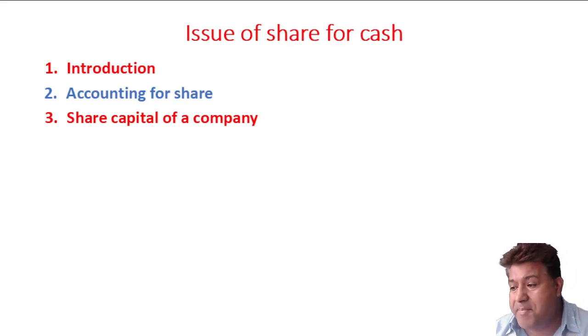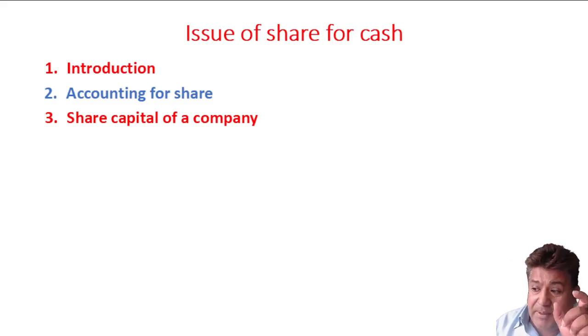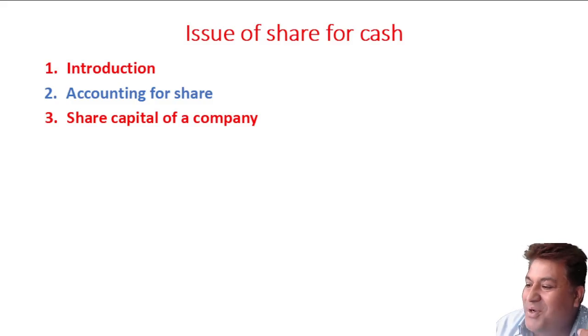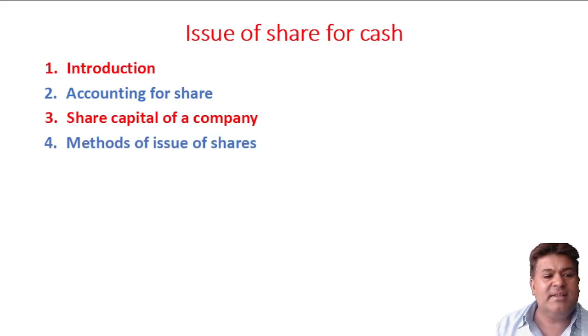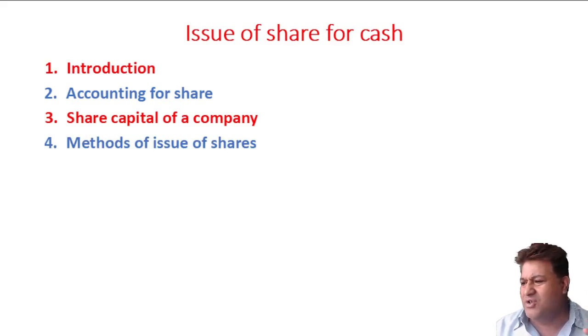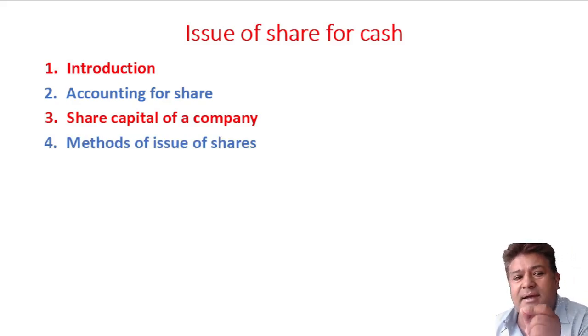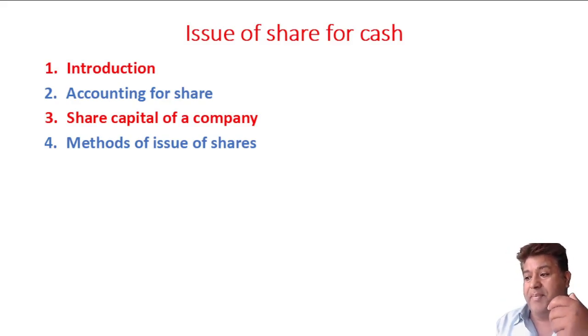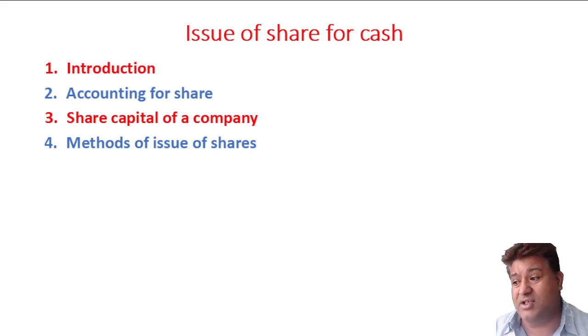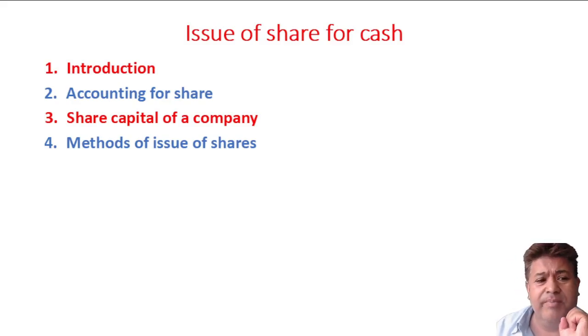So this is in the company. A part is distributed to the public, and the public will give money to the company. So this is the way. And the next thing is methods of issue of share. In which way will the company make the issue of the shares? This is the big challenge for the company to bring the IPO.